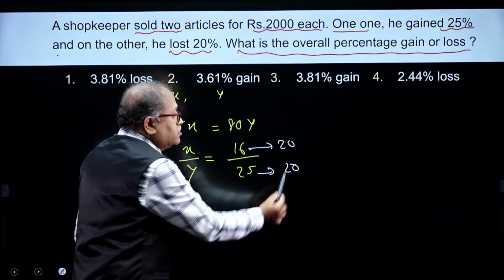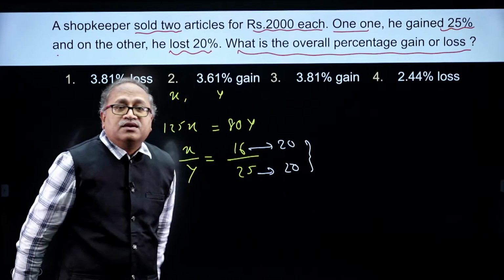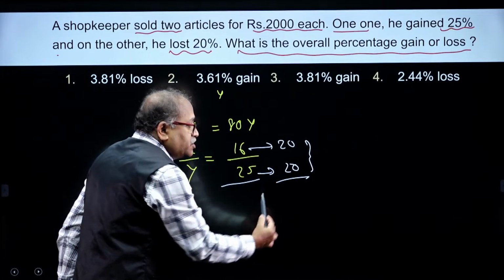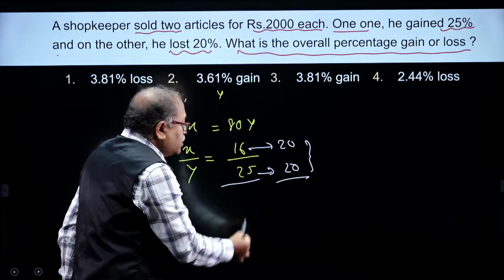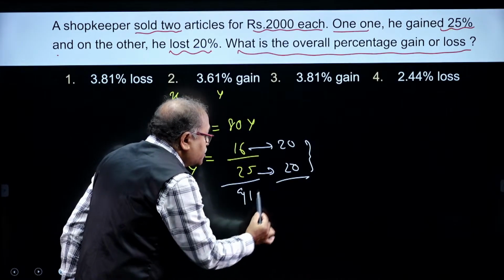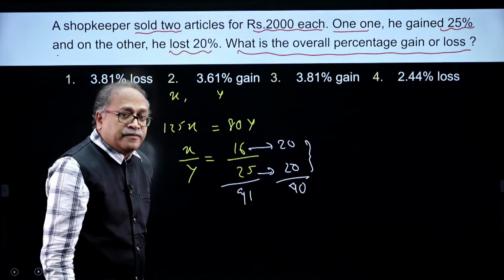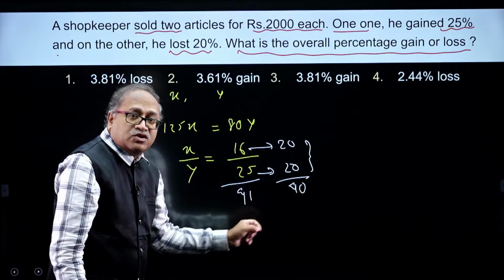So, here can you see that the selling price of the two articles is the same. Now, what is the total cost price? What is the total selling price? So, the total cost price is 41 and the total selling price is 40. So, obviously, there is a loss. This selling price is less than the cost price.